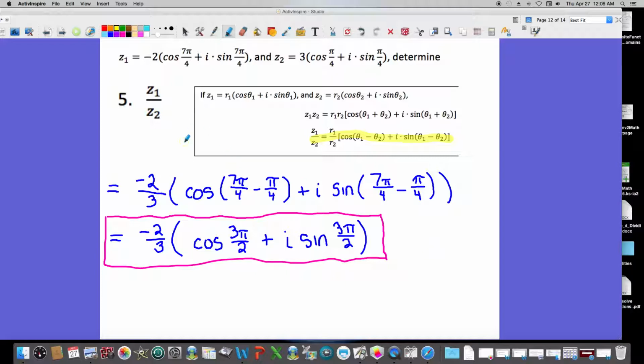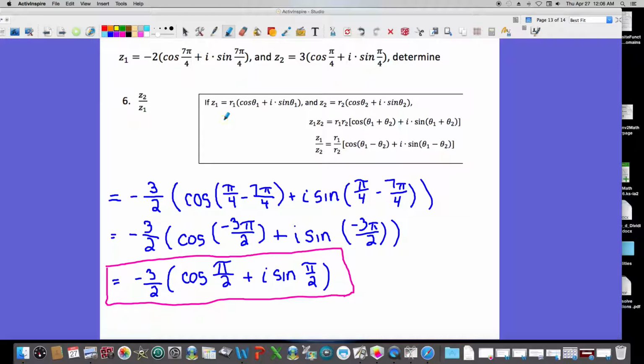So it's much easier to do multiplication and division with complex numbers if you're in polar form. For problem number 6, we're doing division again. We're just doing the reciprocal of problem number 5. We're just doing our division in a different order. So we have 3 divided by -2, so we've got -3/2, and pi over 4 minus 7 pi over 4. That's -6 pi over 4. -3 pi over 2 is what that reduces to.